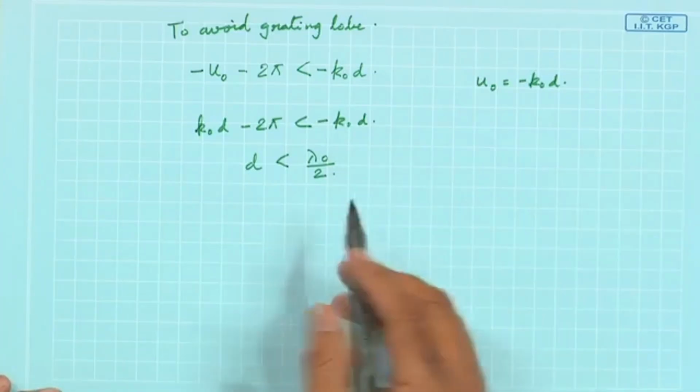You cannot take d more than lambda naught by 2 for an Endfire array. So, to avoid grating lobe, d should always be less than half of the operating wavelength. That means the length of the Endfire array generally is smaller than the length of the broadside array, because for broadside array, for avoiding grating lobe, you can go up to slightly less than d, that is lambda naught. But here it is half of that.